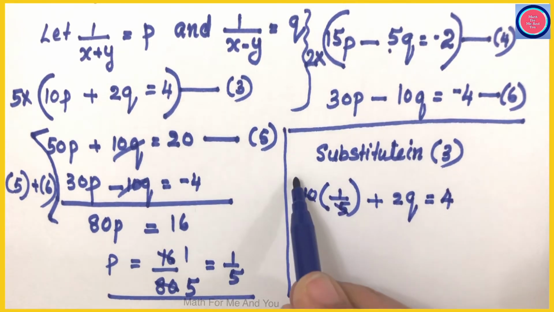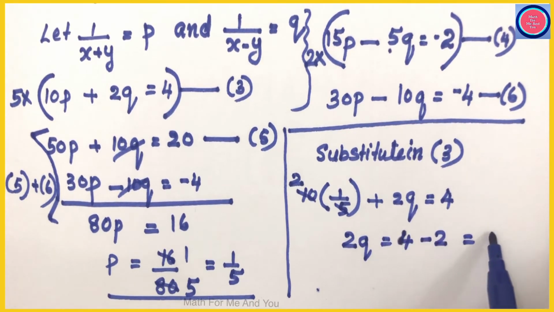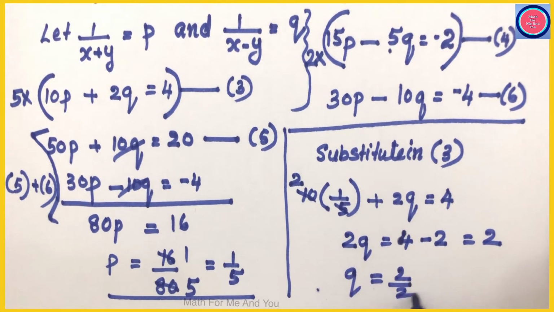10 and 5 we can cancel. So we get 2 in the numerator. Then that 2 we can move to the right side. So we get 2q equals 4 minus 2. What is that? It is 2. 2q equals 2. And what about q? q equals 2 over 2. That is 1.